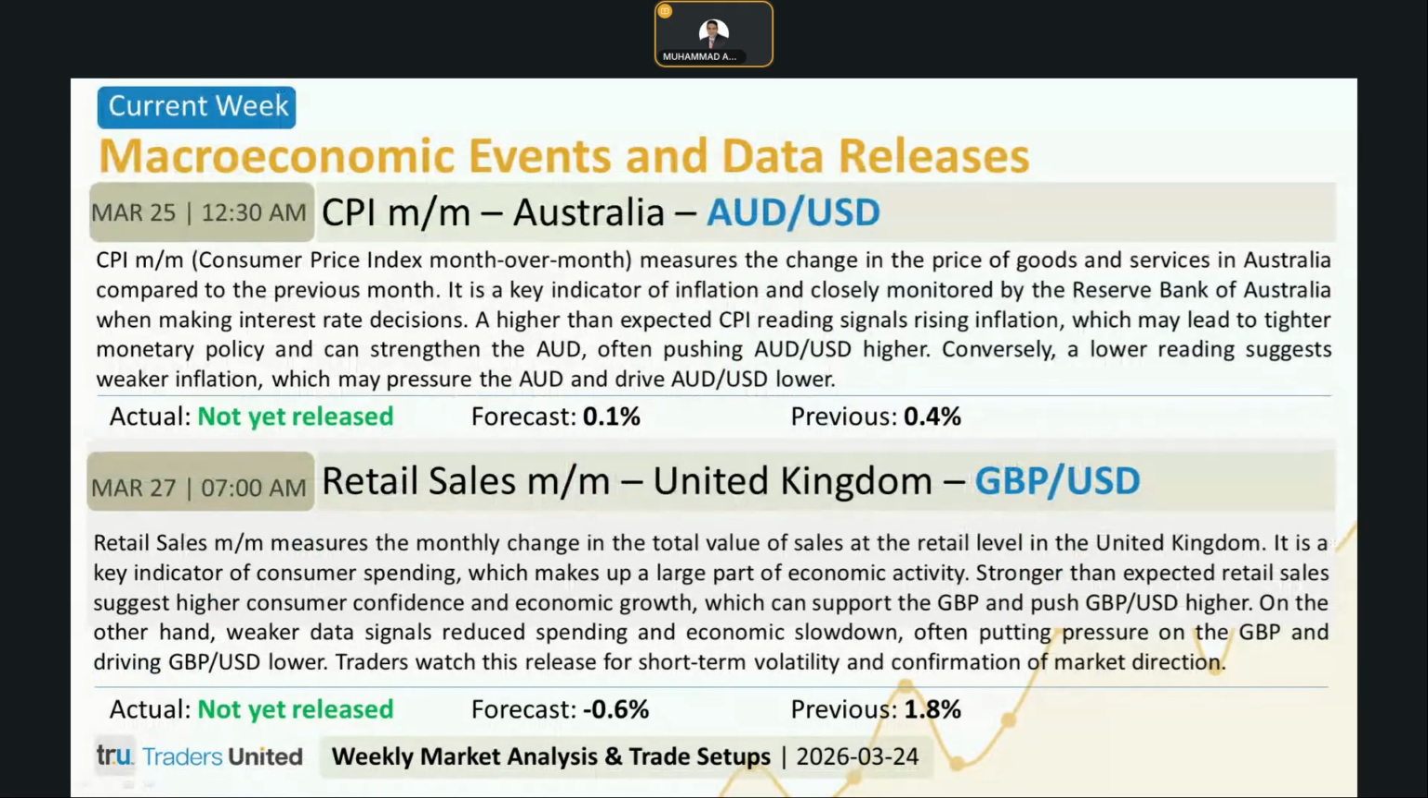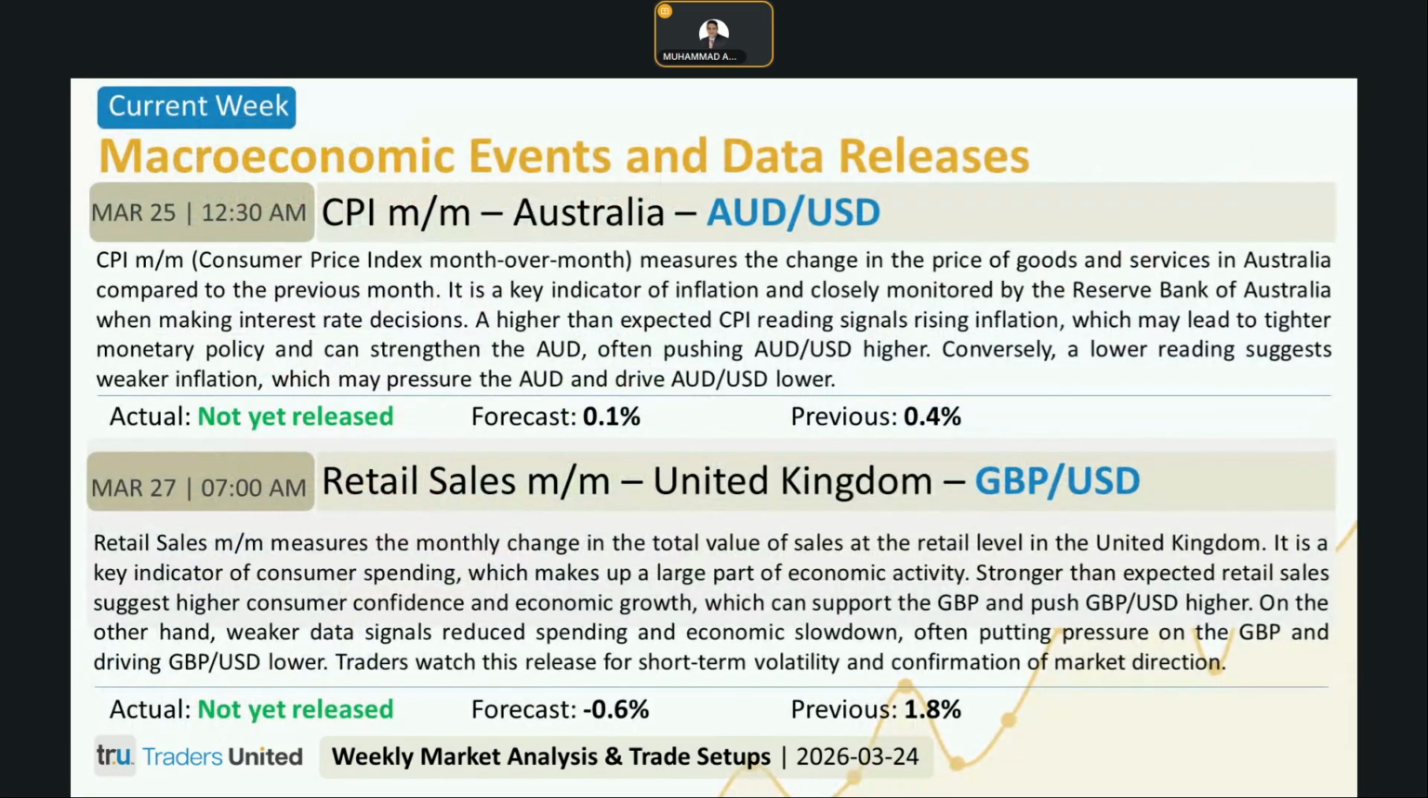Overall analysis and key takeaway is UK retail sales are expected to drop to minus 0.6% from the previous 1.8%, signaling a possible slowdown in consumer spending. This financial news release is important because it reflects the strength of the UK economy and can influence expectations of future monetary policy.